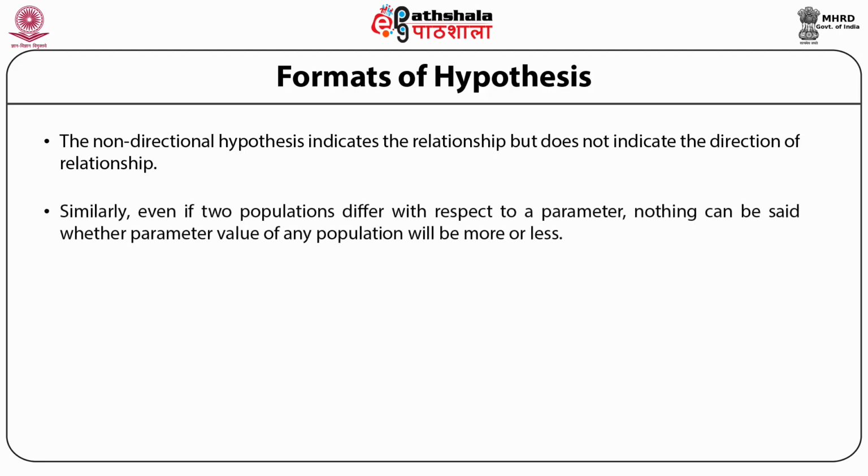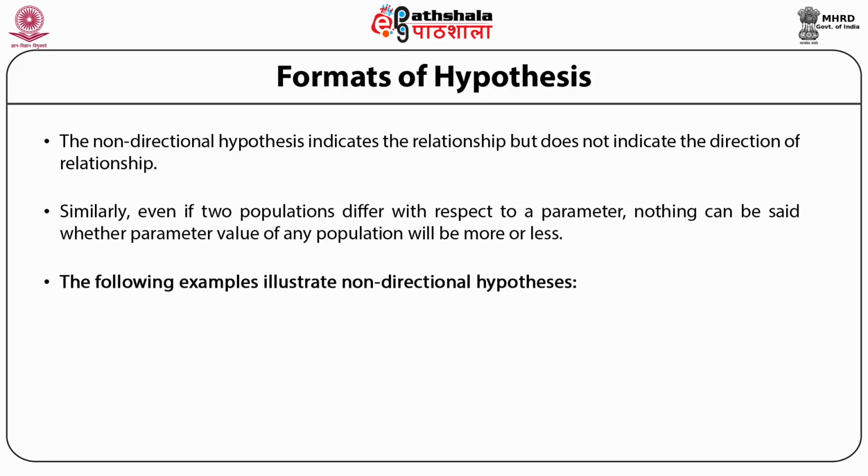Similarly, if two populations differ with respect to a parameter, nothing can be said about whether the parameter value of any population will be more or less. The following example will make this non-directional hypothesis more clear.